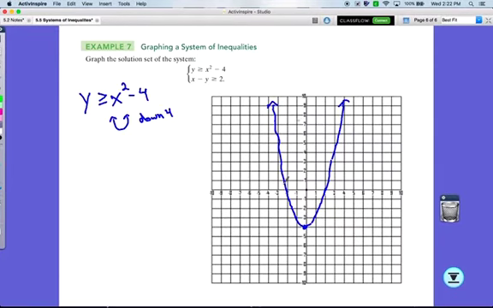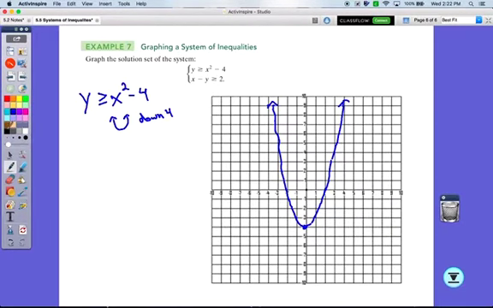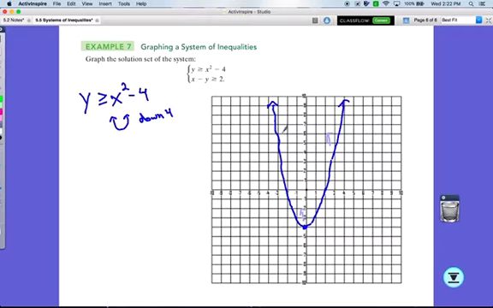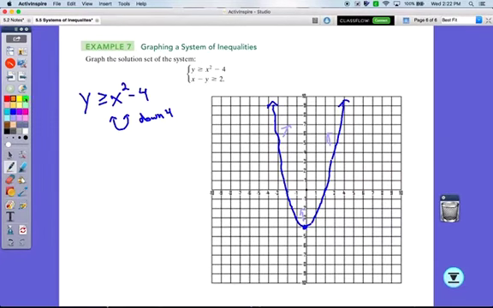Now shading here. Greater than means above, less than means down. Since this one is greater than, it would be shaded above, so it would be up here. This would have been shaded if I was just shading that one. Then I come through and do my second one.